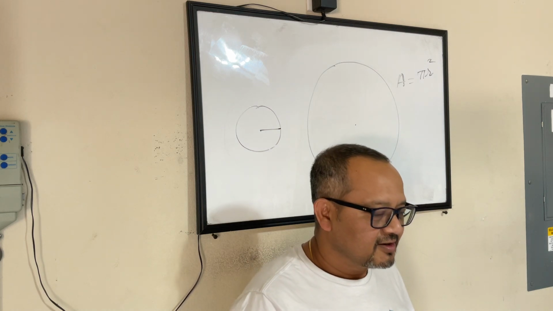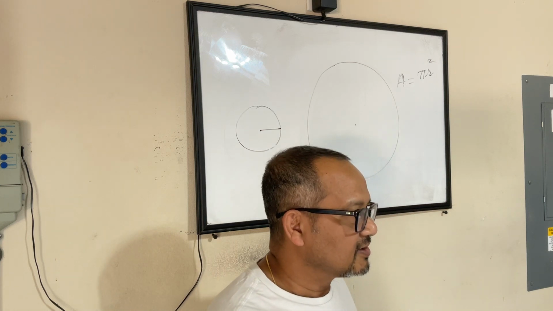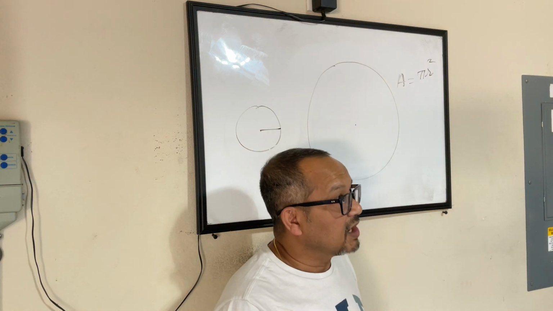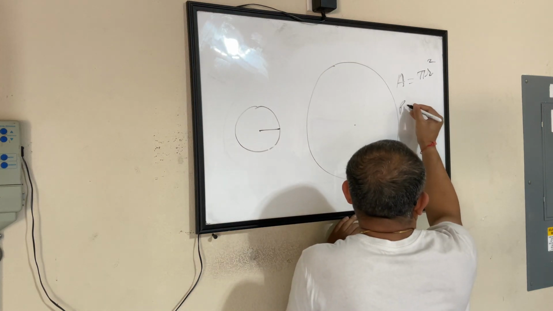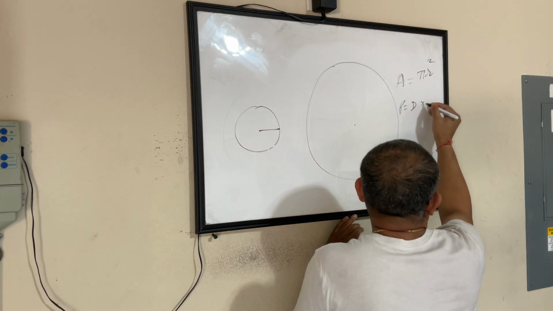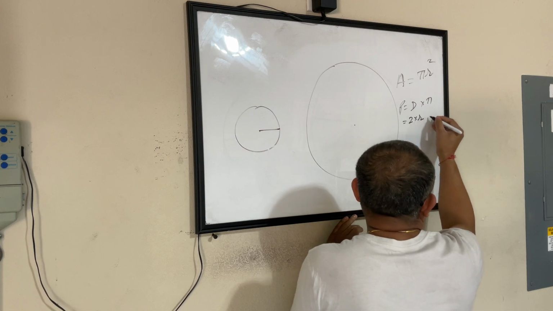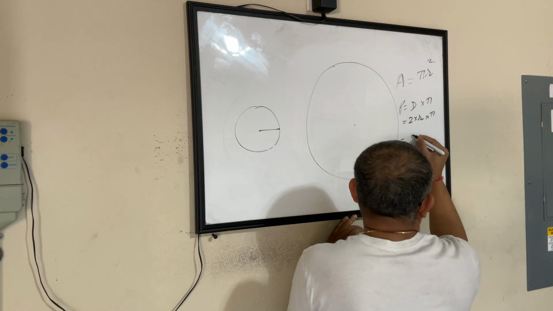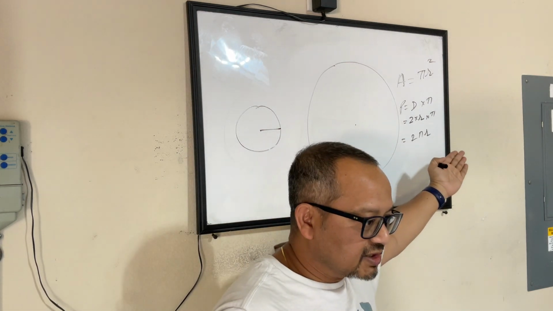The circumference? Circumference, yeah. Diameter times pi. Diameter times pi, yeah. So perimeter is diameter times pi, or we know the diameter is nothing but 2 times the radius times the pi, which is 2 pi r. I mean, that's how we are representing the circumference, correct?